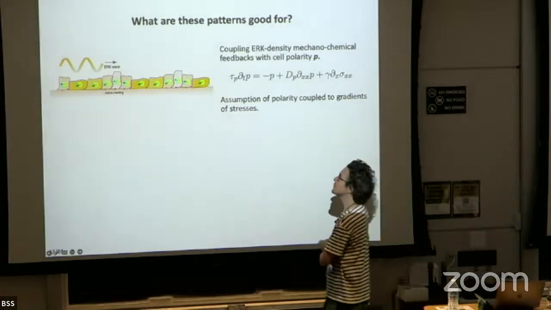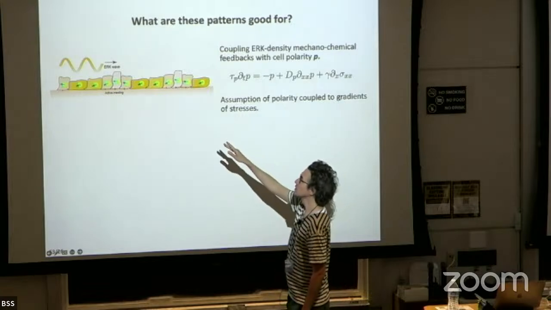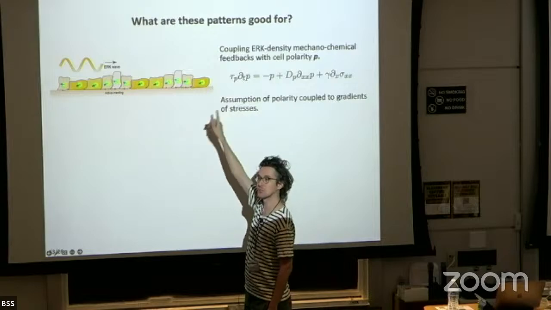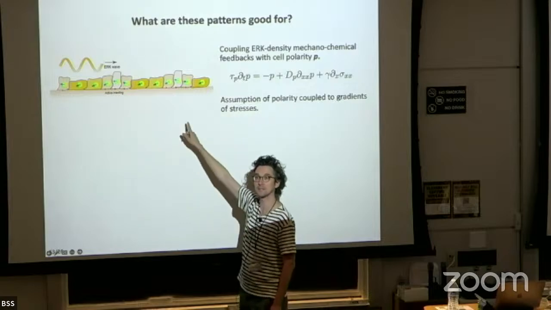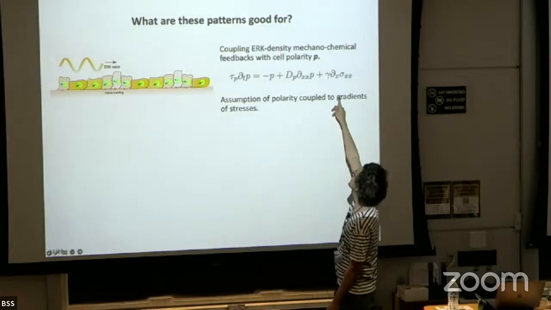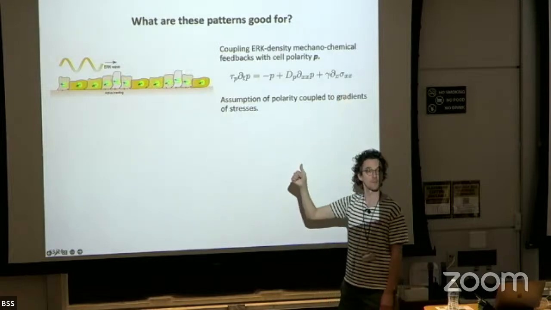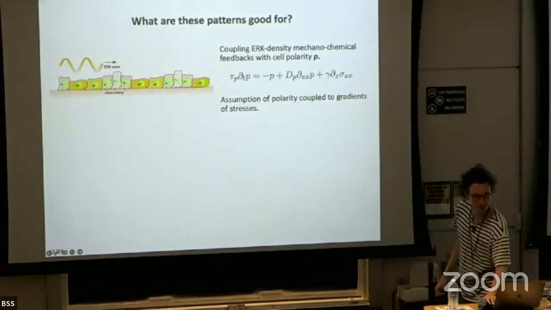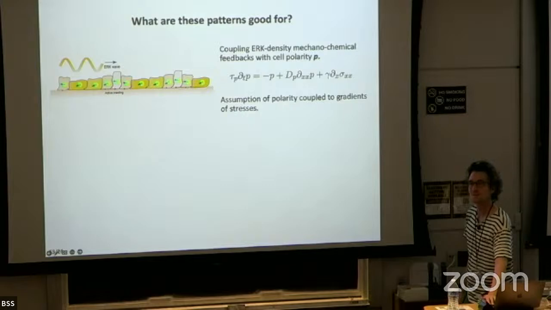First, what I'm going to do is forget about the first part of the model. Not completely, but I'm going to impose a wave of ERK. So I'm going to make a wave of ERK go from left to right, and that's going to create a wave of stress. And I'm going to ask, is this enough to polarize? If I put a wave in one direction, is it enough to polarize in the reverse direction? Do you think it's going to be enough?